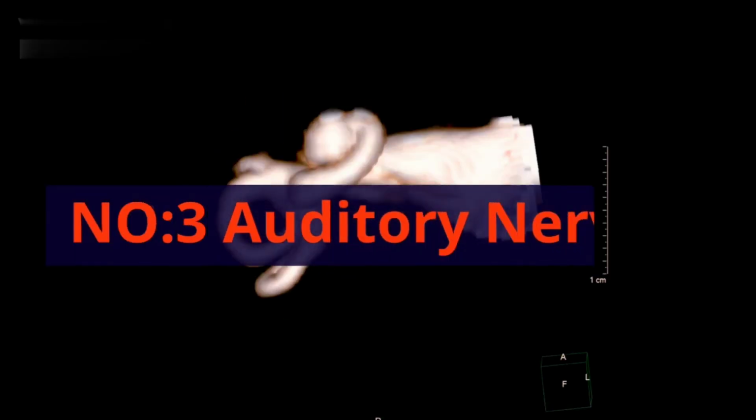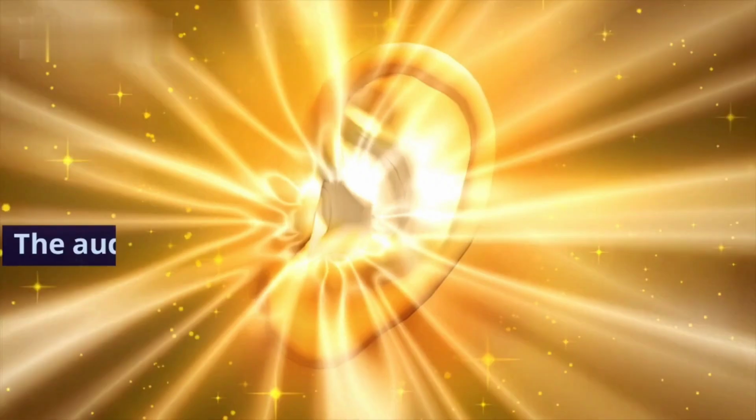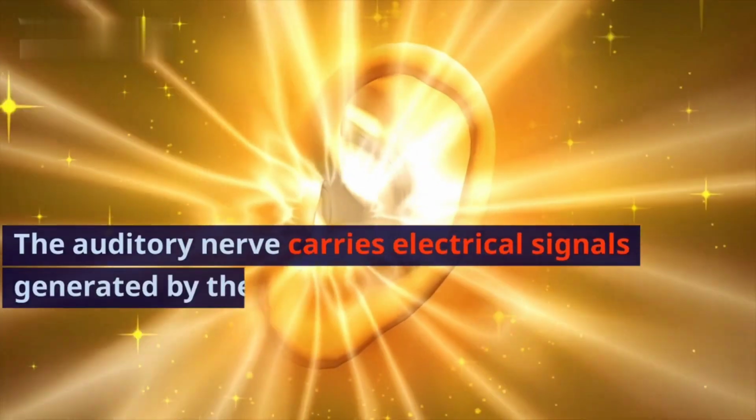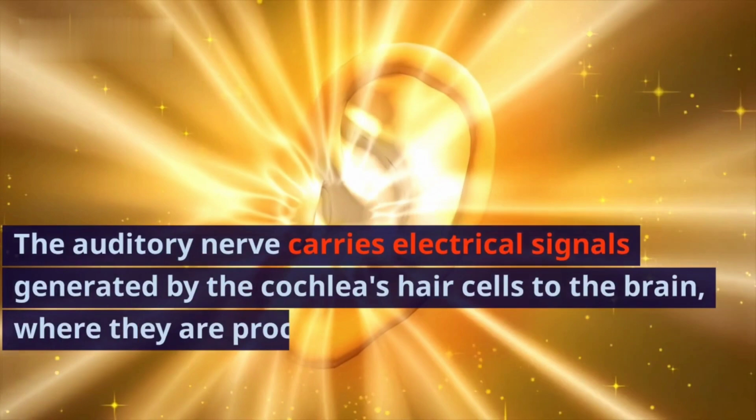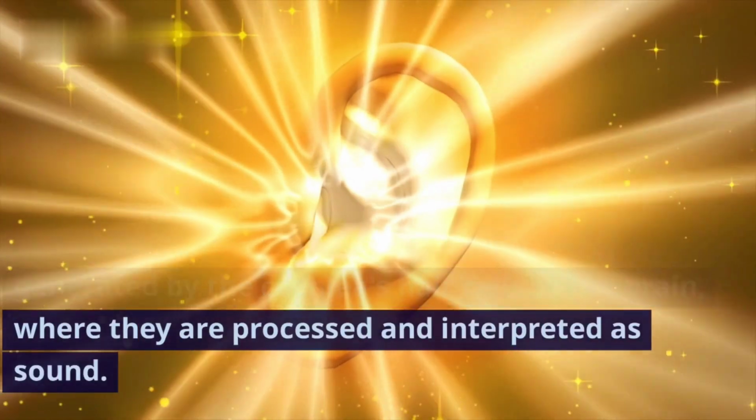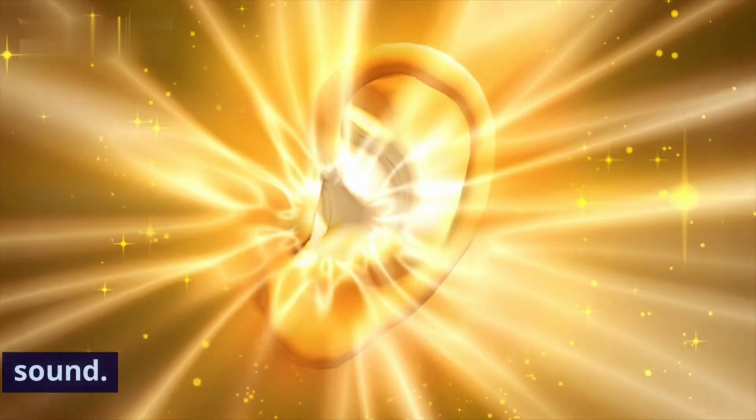Number 3. Auditory nerve. The auditory nerve carries electrical signals generated by the cochlea's hair cells to the brain, where they are processed and interpreted as sound.